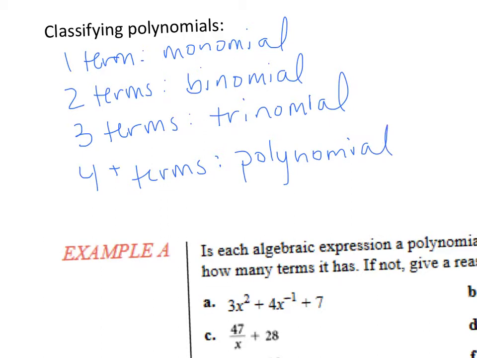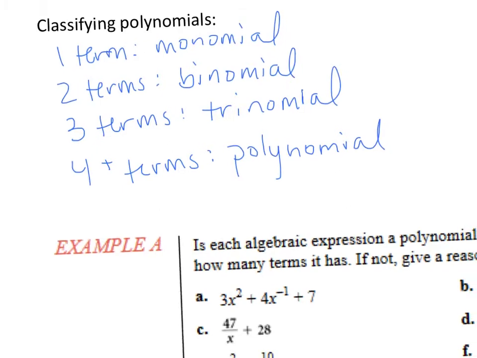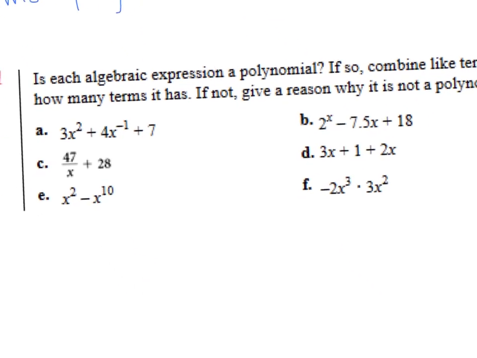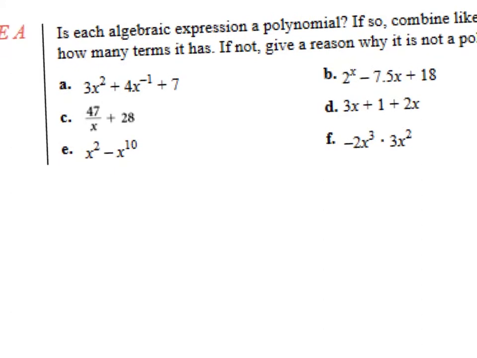Okay, the important distinction here is that if you have a monomial, it's still a polynomial, it's just a more specific type of polynomial. Same idea with binomials, that's just a more specific type of polynomial. Now, example A gives us a few different expressions where we are going to decide whether or not it's a polynomial. And if it is, we're going to combine like terms if that's possible and then determine how many terms it has in order to classify it further.